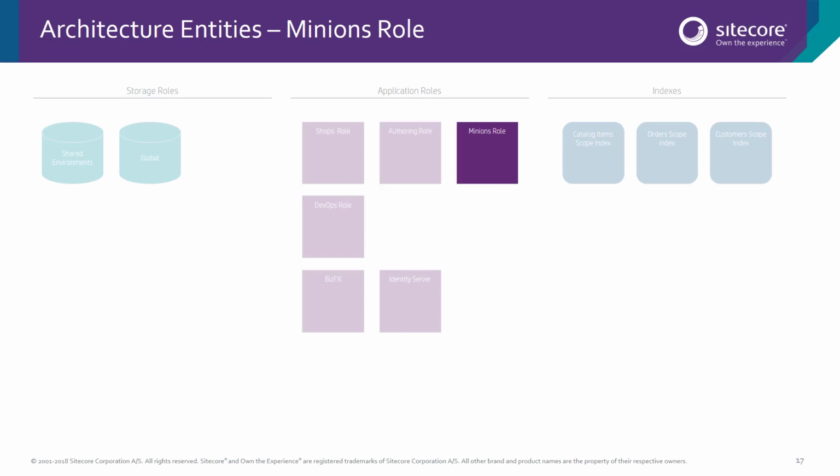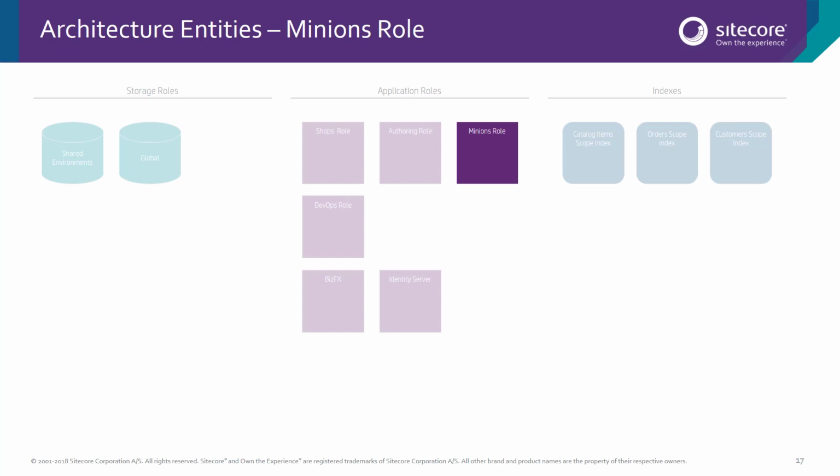The minions role is an instance of the commerce engine that runs independently and supports asynchronous processing. This is designed for post-order capture processing as well as any cleanup or pruning. It is typically set up as a worker role, not a web role, as it usually doesn't receive any web traffic. And the role contains a series of minions, each one with a specific task. For example, the pending orders minion, which is used to process the pending orders queue.